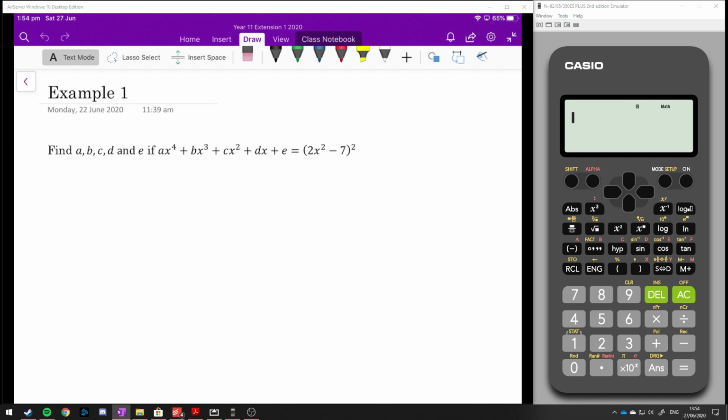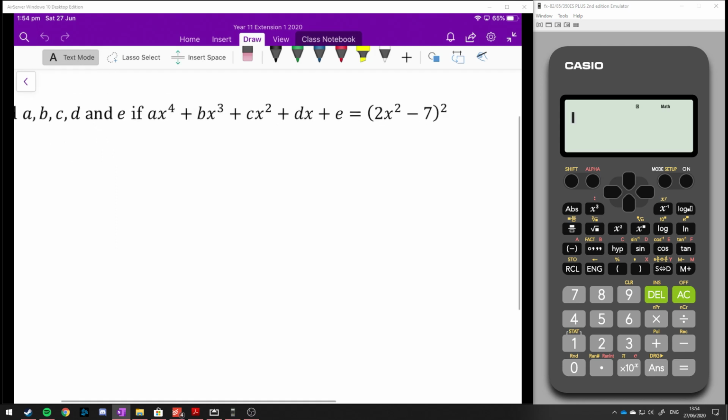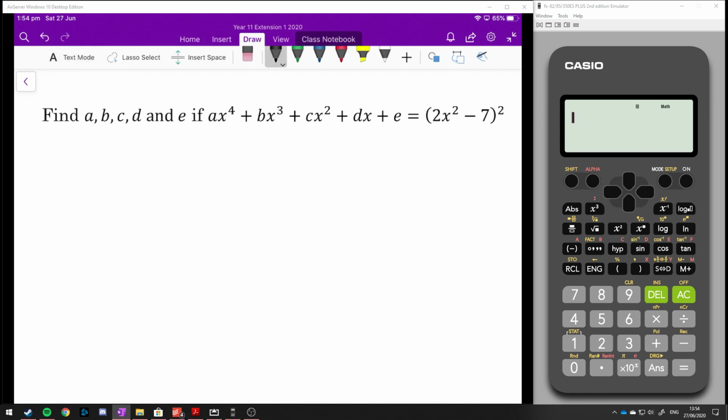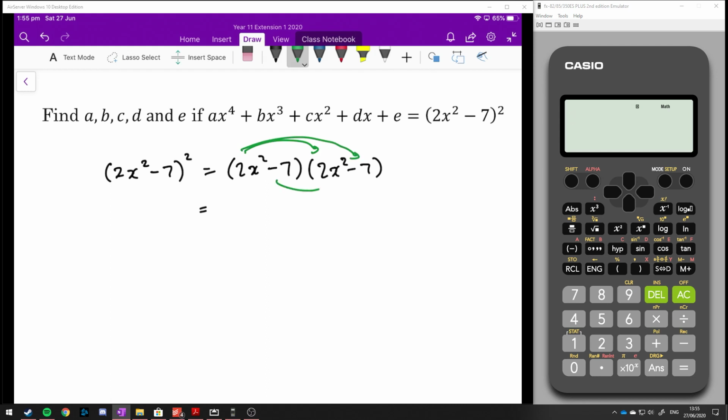Essentially, we're going to find out what the coefficients are of the expanded term. So we're going to start off with the compressed form, and we're going to expand it. This is the same as (2x squared minus 7) lots of (2x squared minus 7), since it's to the power of 2. Expanding this out, we multiply this by that and this by this one, as a quick reminder.